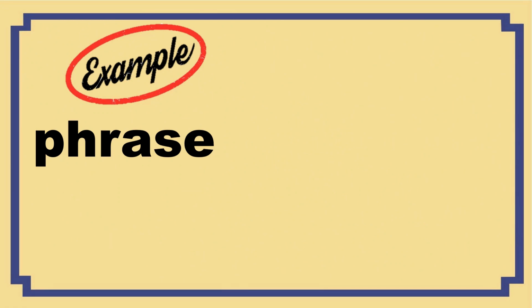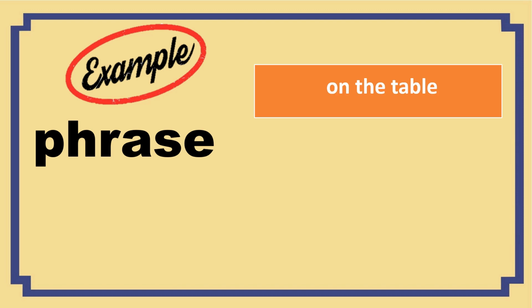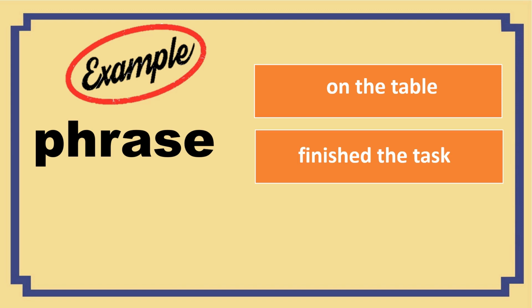We have the first example on the table. If we are going to analyze it, it has neither the subject nor the verb. Also, this does not give a complete thought or idea. Therefore, it is a phrase. Next, we have finished the task. This group of words contains a verb, which is finished, but it doesn't have a subject. Hence, it is also an example of a phrase.